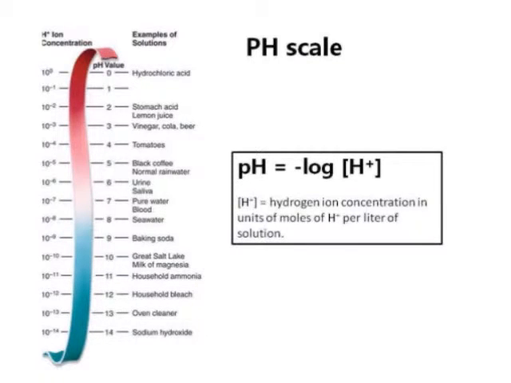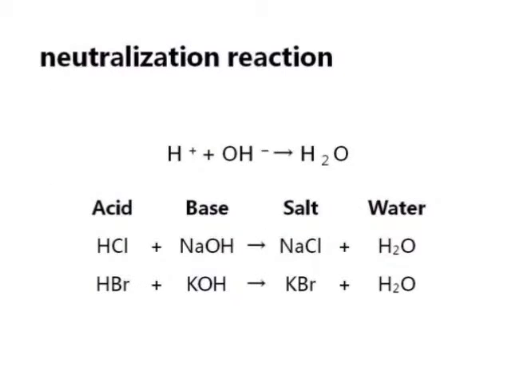The pH value can be calculated by the formula pH equals the negative log of the molar concentration of hydrogen ions in the solution. Acids and bases react with each other in a reaction called neutralization. As you can see from the equations above, in a neutralization reaction, the hydrogen ion from an acid and the hydroxide ion from a base react to form a molecule of water. The neutralization reaction of an acid with a base will always produce water and salt. Some common examples are shown below.